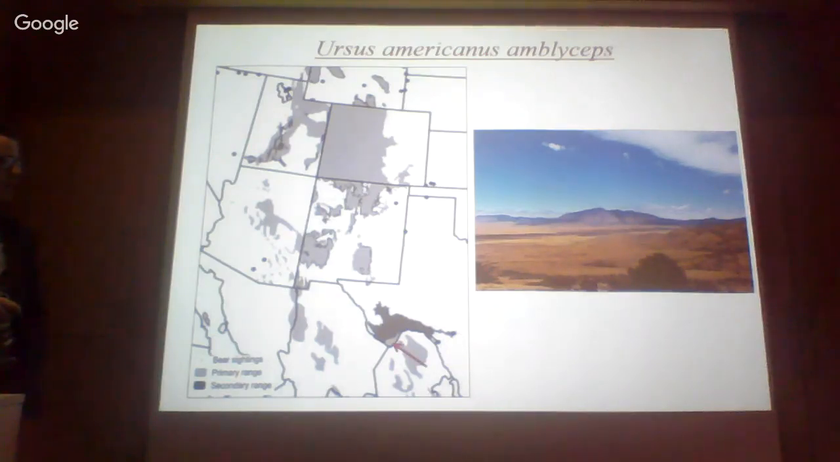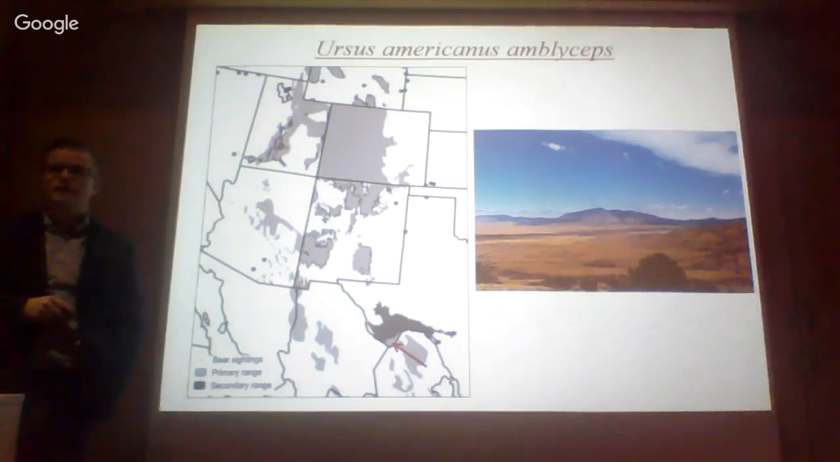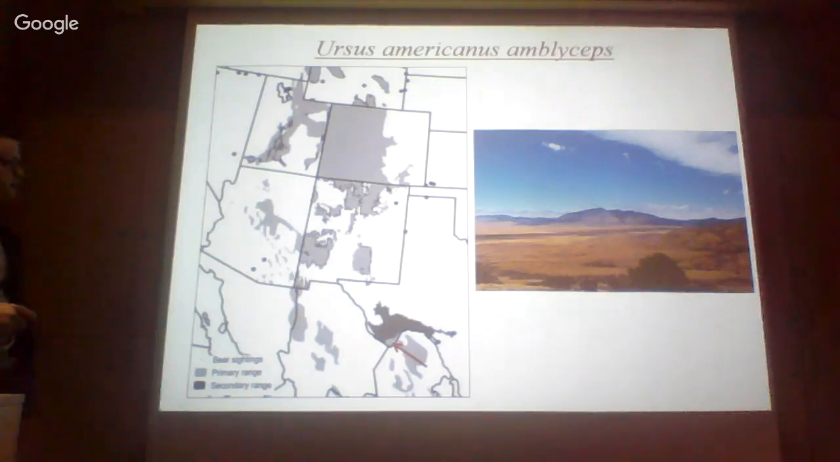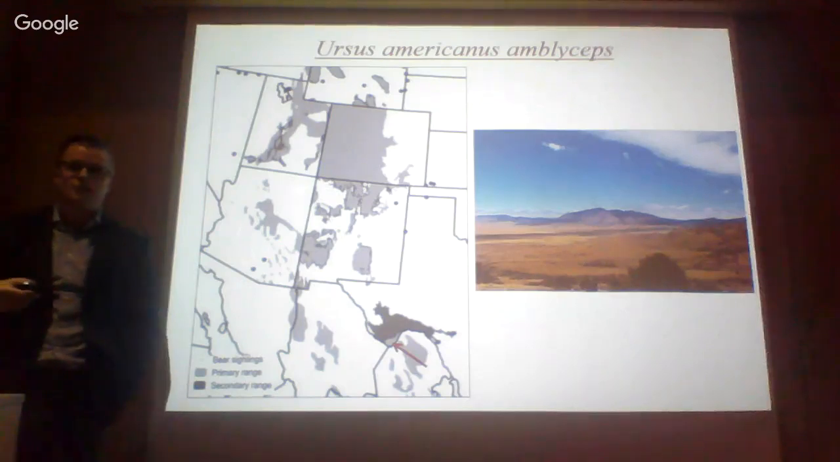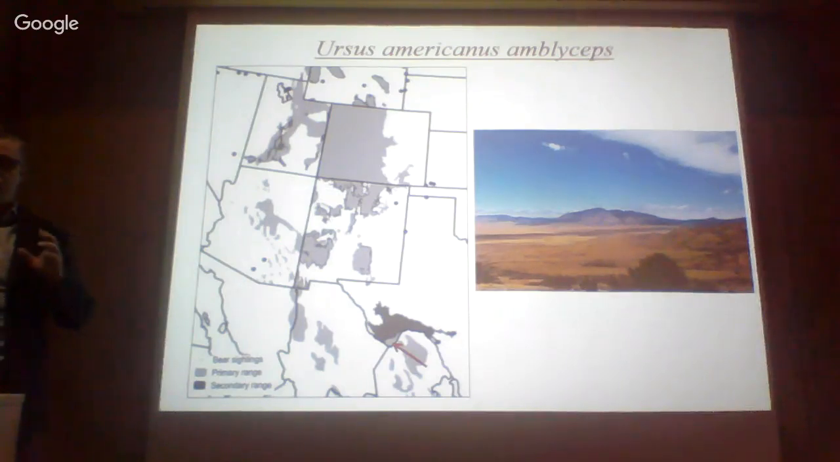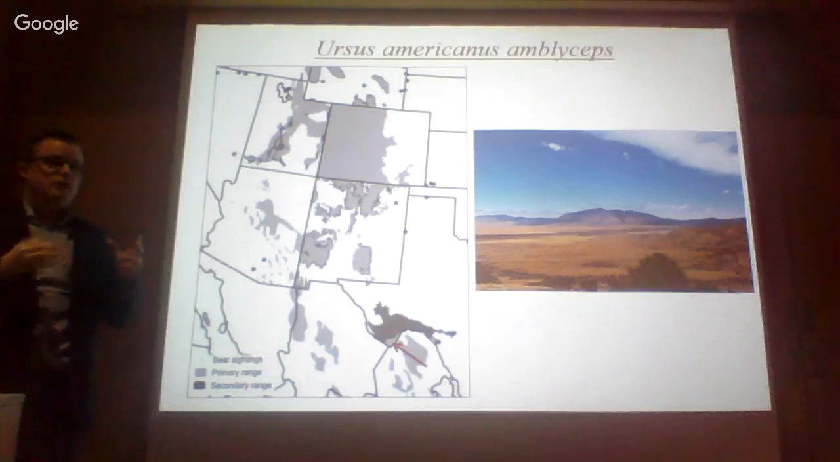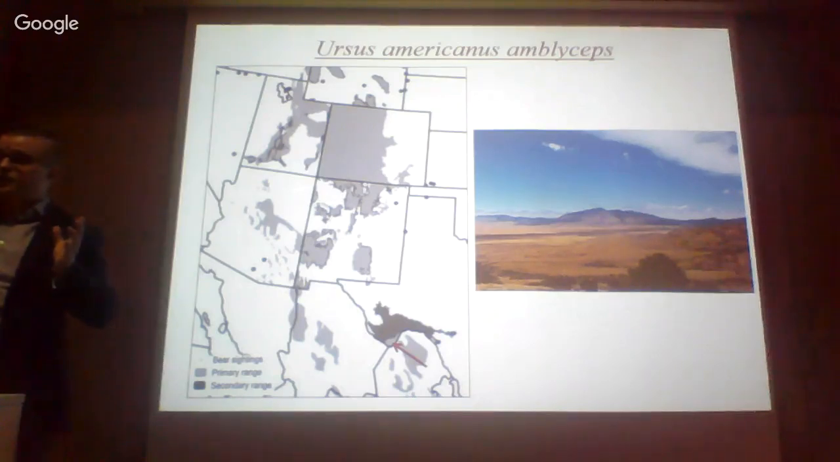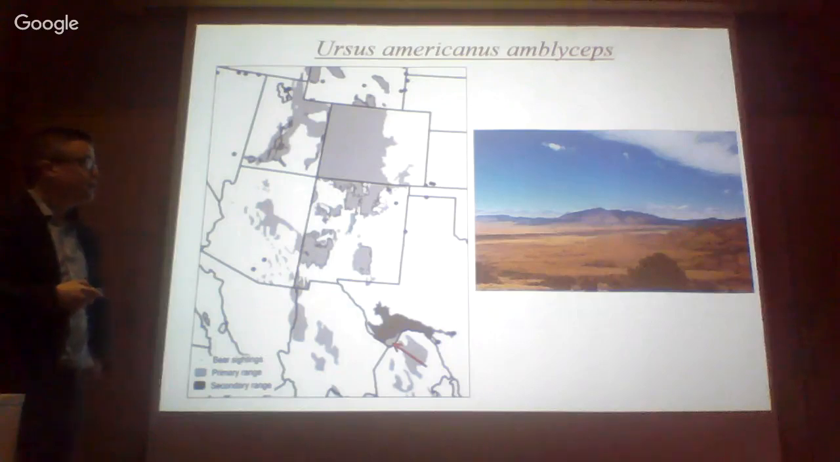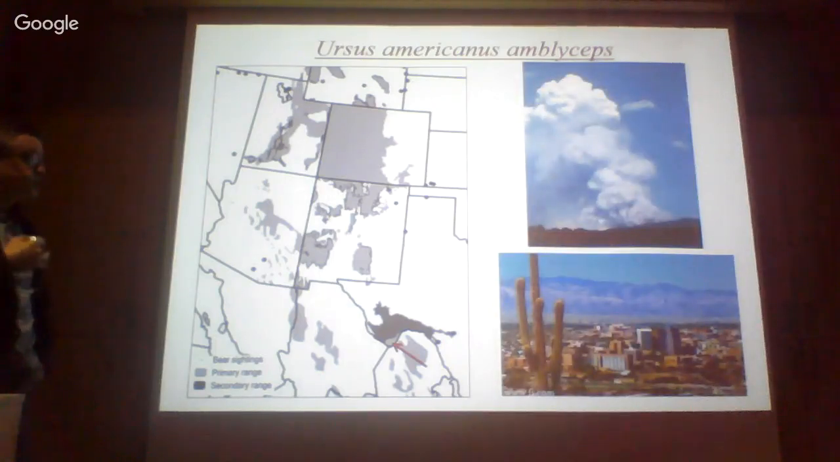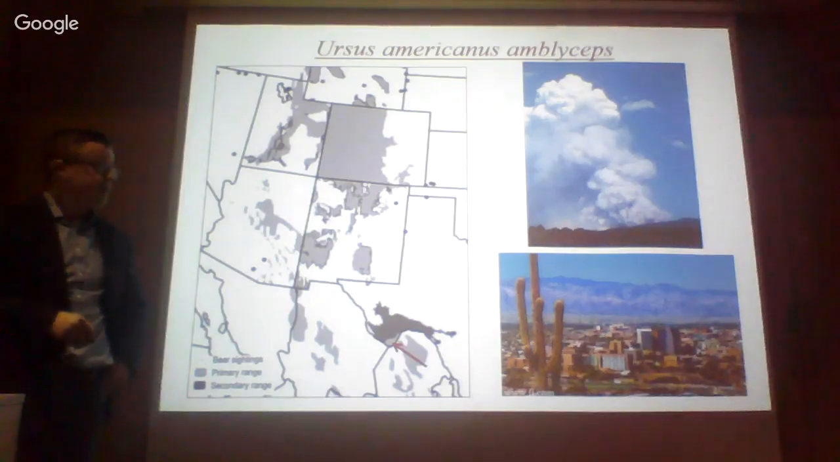We know that bears in northern Mexico recolonized Big Bend in West Texas. But in terms of Arizona and New Mexico, we have a little bit less of a clear dynamic. We've had studies that have shown that both Arizona and New Mexico have structured populations, as well as large admixed populations. You combine that with the fact that these populations are threatened by climate change, particularly forest fires, and anthropogenic land use, like the urbanization here shown in Tucson.